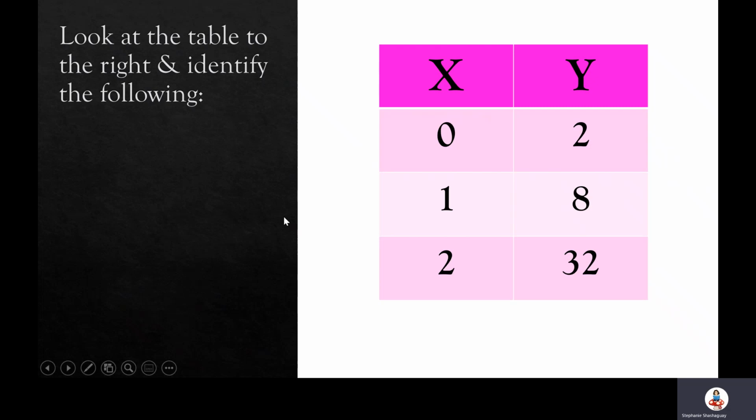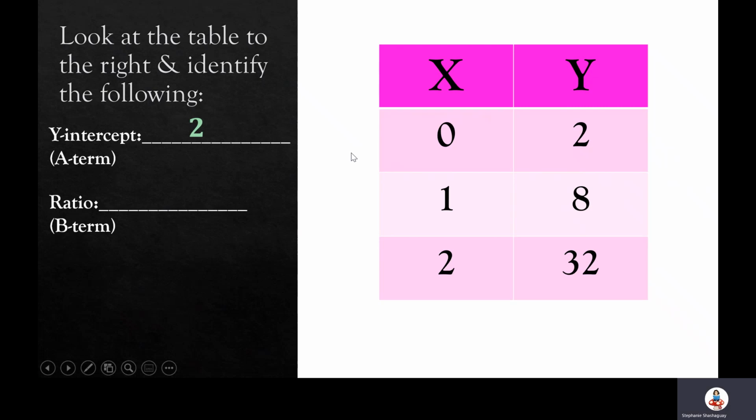Okay, now let's look at this table. What is my y-intercept? Here my y-intercept is 2 because that's when my x is equal to 0. And when my x is equal to 0, my y is equal to 2 for this function. So how can I find my ratio? Well, again, I'm looking at how my y values are changing. That's how I'm going to determine my ratio.